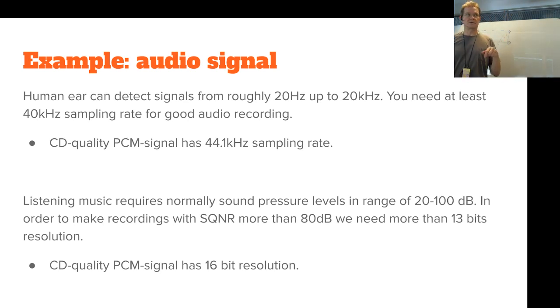So you need about 10% of this band reserved for the slope of the anti-aliasing filter. That's what gives the sampling rate. It means 44.1 thousand samples per second.